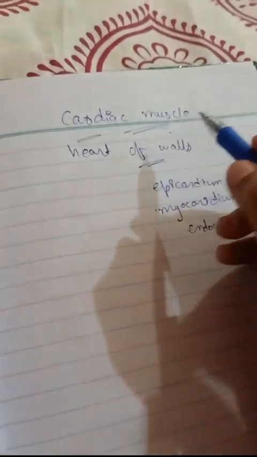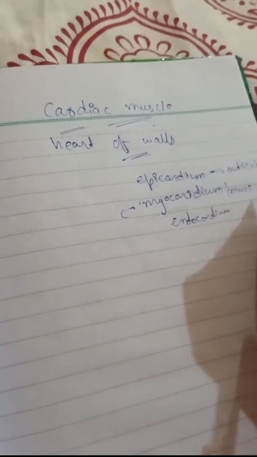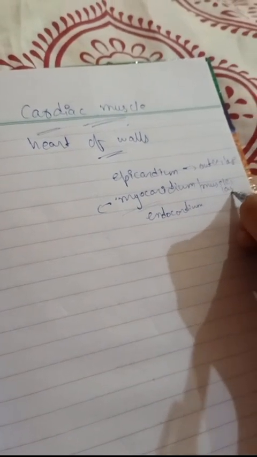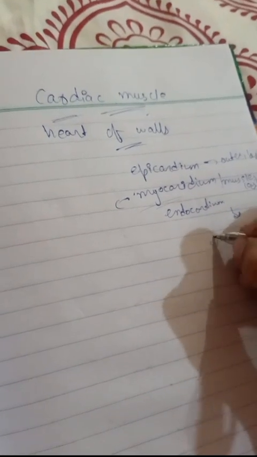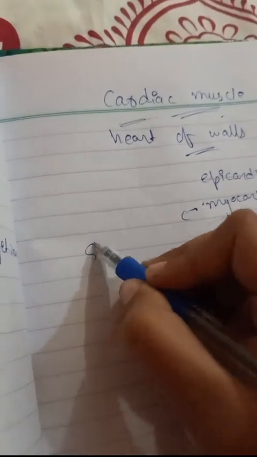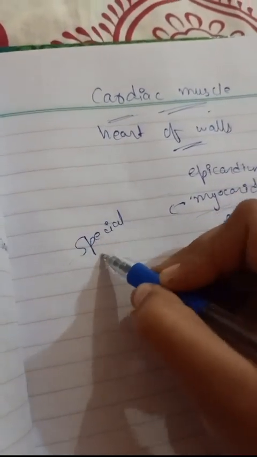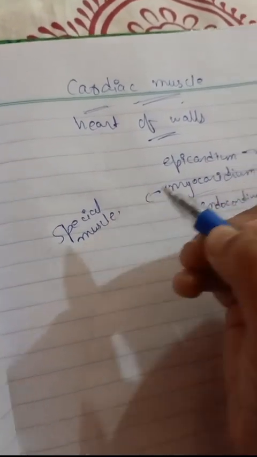So the cardiac muscle is present in the myocardium, the muscle layer, and the endocardium is the layer from which the chambers are made. So this is the special muscle layer where the cardiac muscles are present.